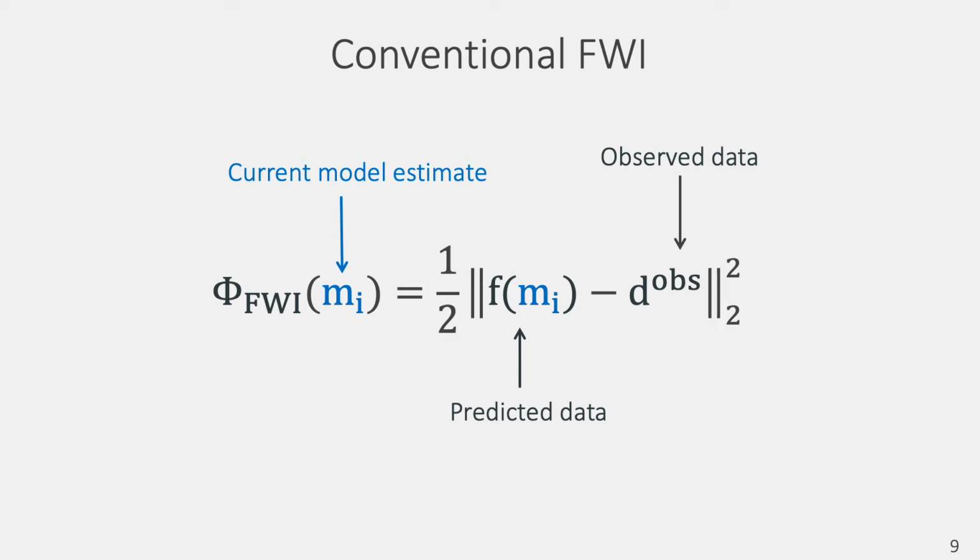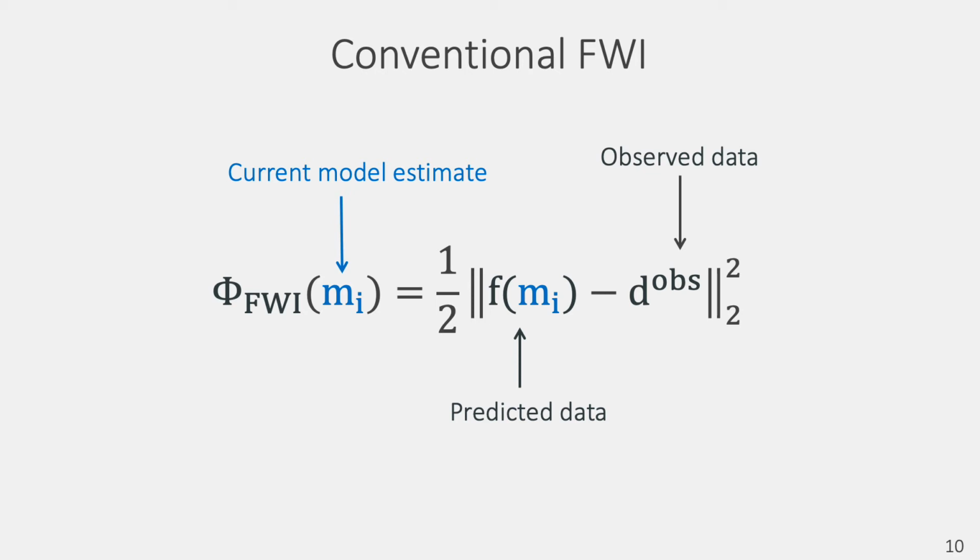However, if M subscript I is close to the true solution, it may belong to the convex basin of attraction centered around the global solution, in which case a gradient descent method would lead us to converge to the optimal solution. However, if MI is far from the true model, and we use a gradient descent method to minimize this objective function, we are very likely to get trapped in a non-useful local minimum.